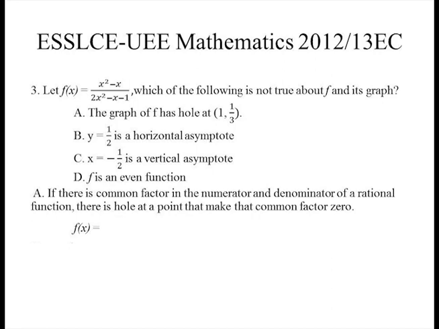f of x is equal to x squared minus x divided by 2x squared minus x minus 1, which is equal to, x is there in both terms of the numerator, so we can take x as a common factor. x squared divided by x is x, minus x divided by x is 1, the whole over the denominator, that's 2x squared minus x minus 1.